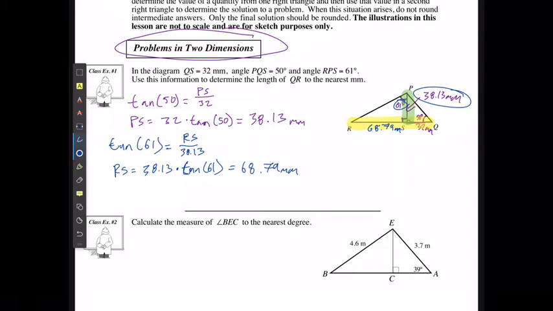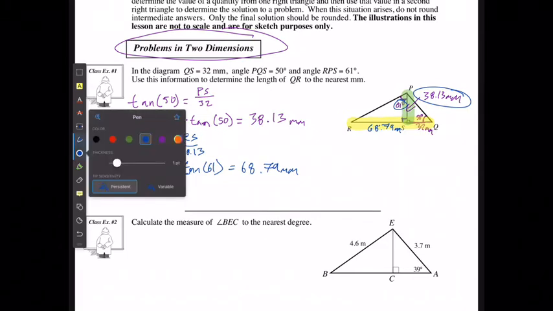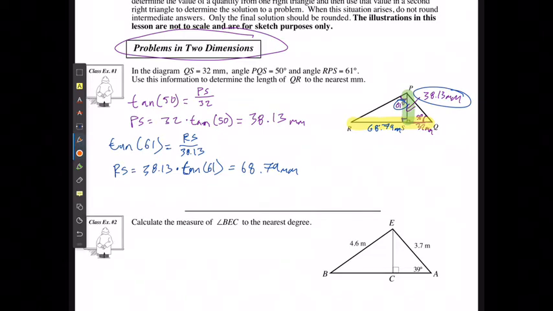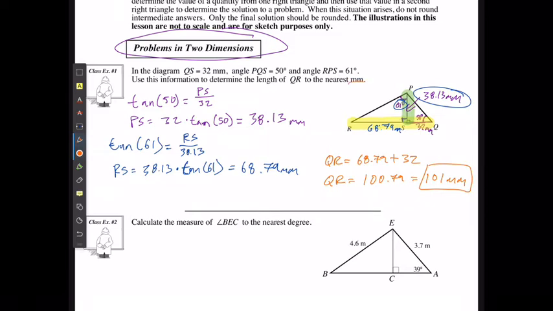And now all I need to do is combine my 2 side lengths. So I'm going to say that RQ, or QR, if we want to match the question, is going to equal 68.79 plus 32. QR, in this case, is going to equal 100.79 or 101 millimeters when we round to the nearest millimeter at the end.